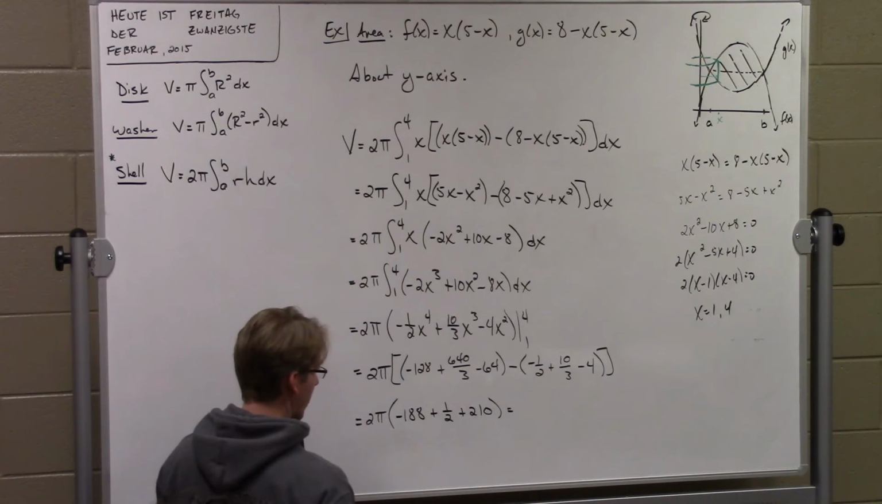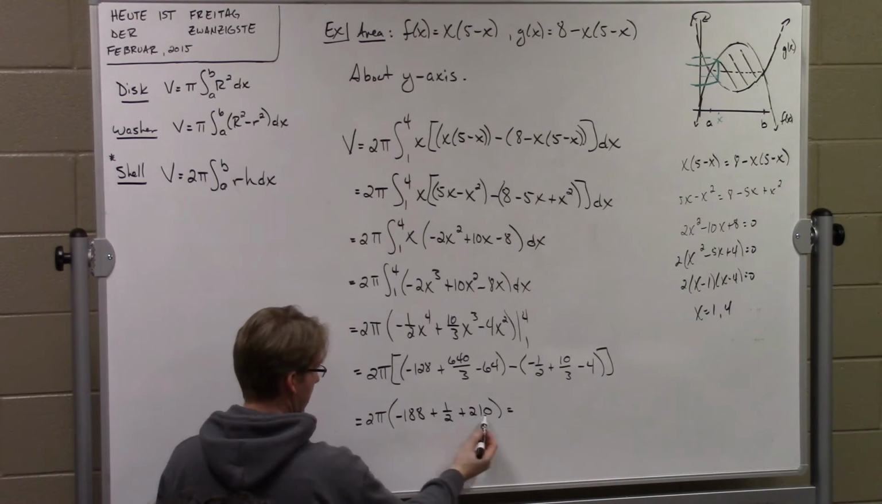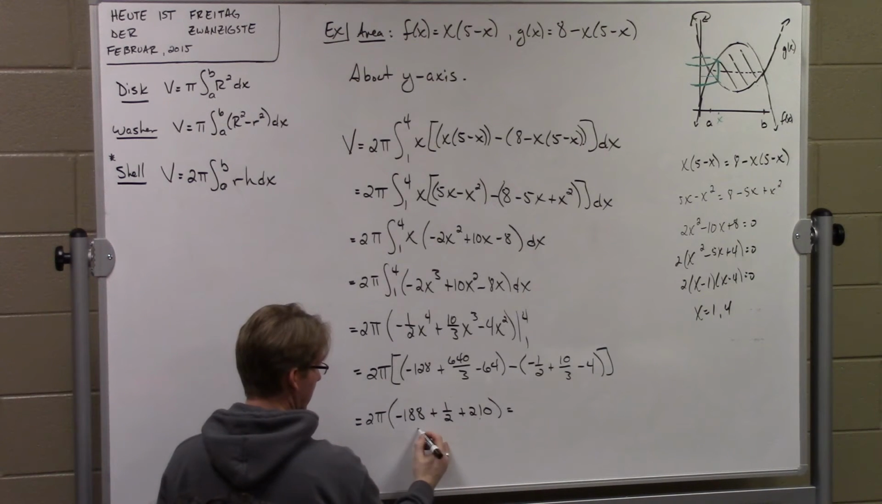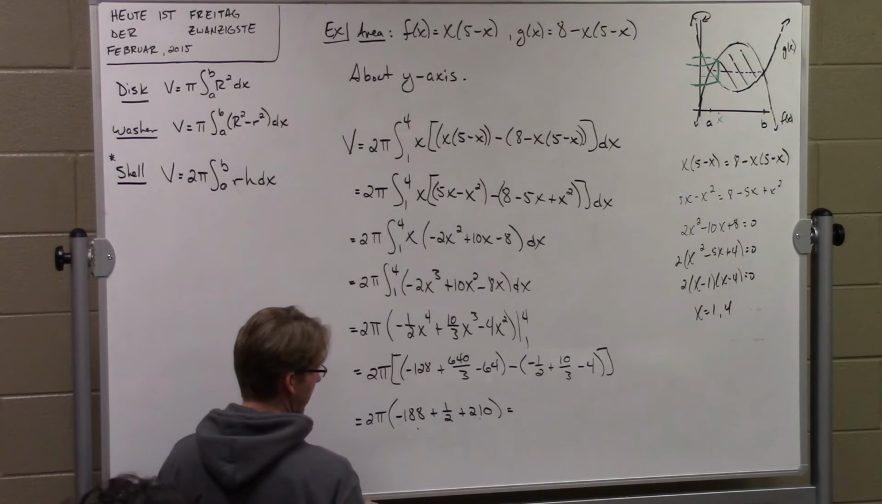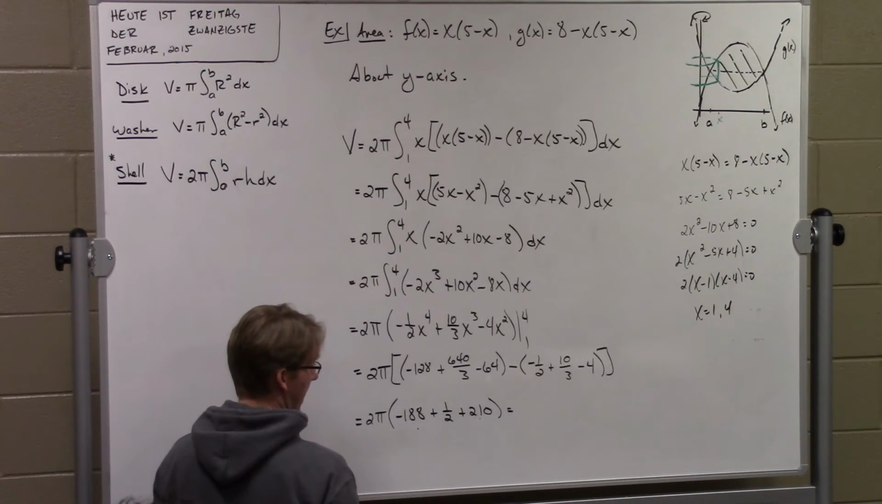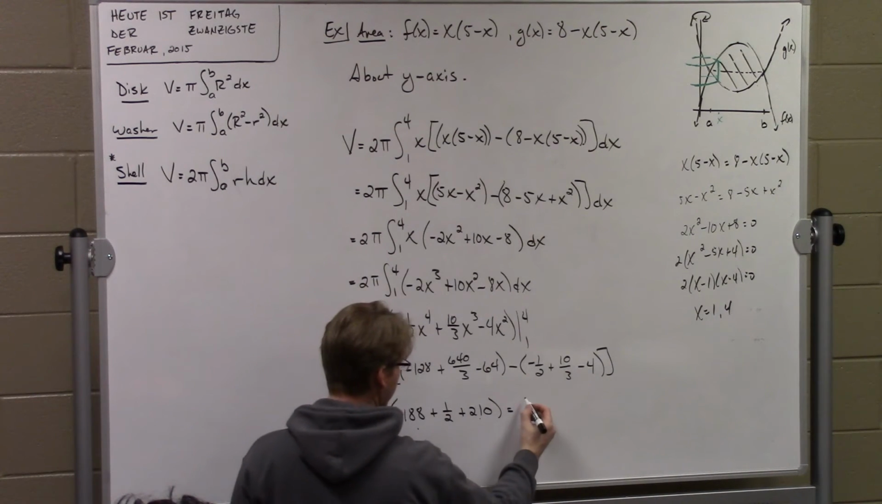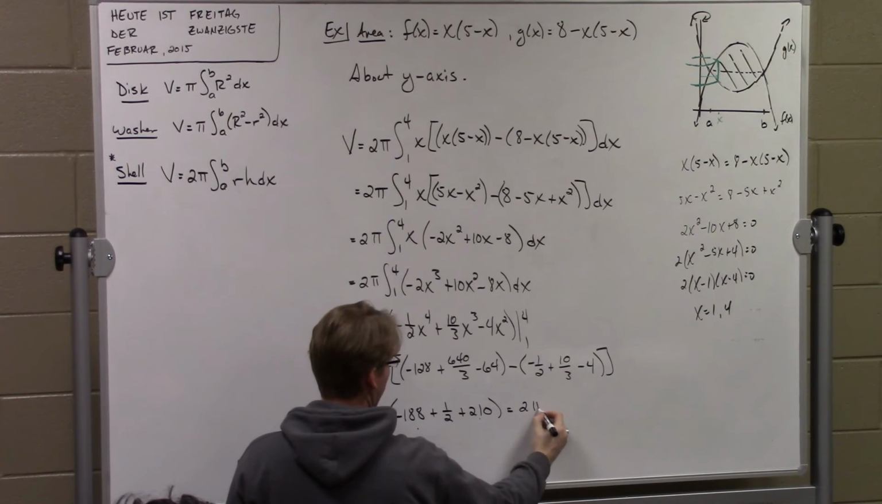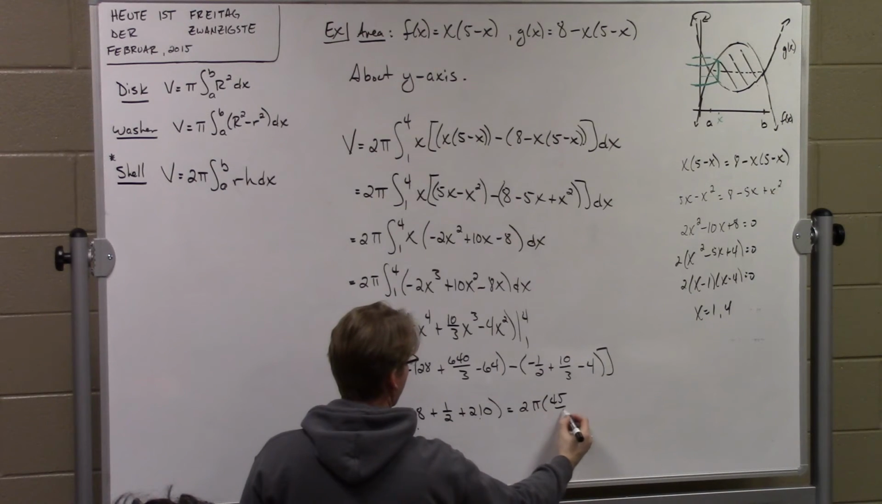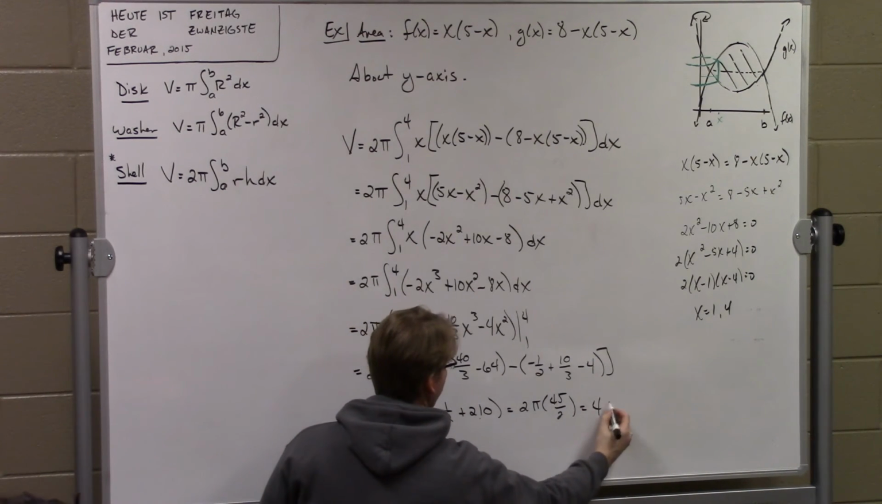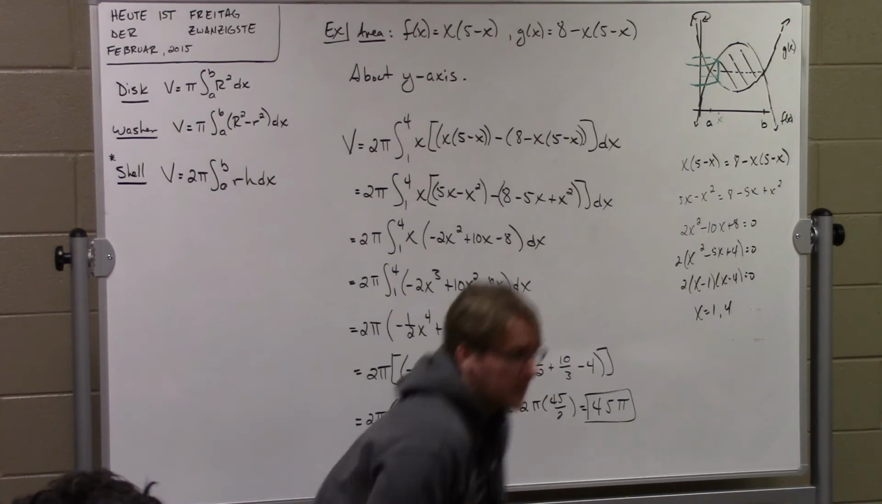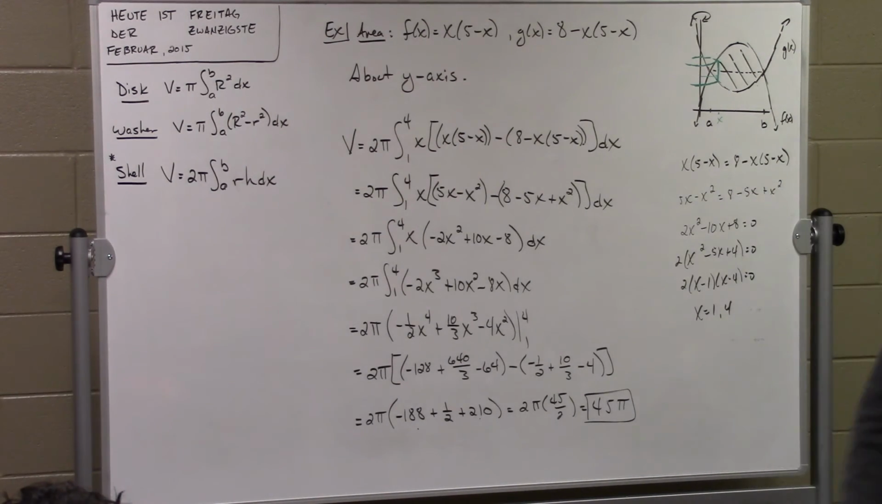Alright, so we get, what is this? 12, 22? Is that 22? Yes. 12, that's 10, 22. So 22 and a half or 45 halves. So 2 pi times 45 over 2 for a grand total of 45 pi. Check myself. We just had enough room. Planned that perfectly, didn't I?